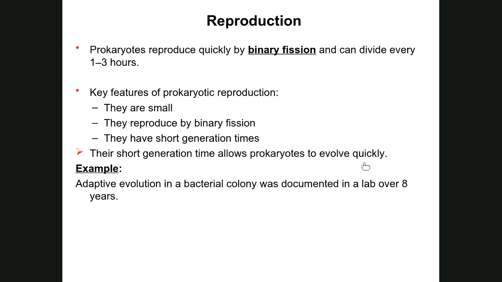Now I need to find this and look it up. I haven't looked it up. But in the text they talk about adaptive evolution in a bacterial colony that was supposedly documented over an eight-year period by a research group. Normally when we look at evolution of a species, it's not going to happen in our lifetime. It's going to be hundreds of years, if not thousands of years, if not millions of years. But these guys have a fast generation time. That means they can produce one generation to the next, to the next, to the next. So supposedly it was detected in 8 years.